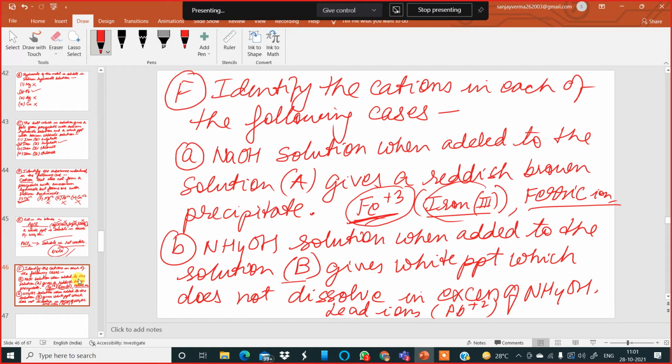Lead will give a white precipitate, a dirty white precipitate, which will not dissolve in excess of ammonium hydroxide. So it has to be lead. This is a distinctive test between lead and zinc, because zinc will dissolve. Now that was B.